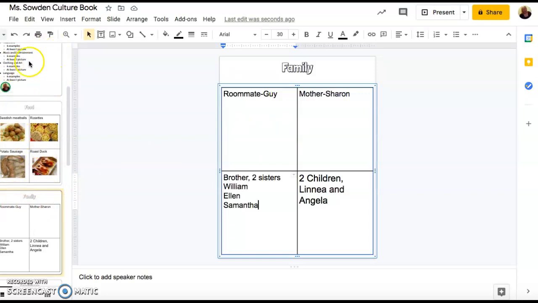When you're done with this, you're going to take a screenshot and you're going to upload it to the assignment. A lot of you did not do that last week, and so you didn't get credit. You need to make sure and take a screenshot of the family slide today and upload it.